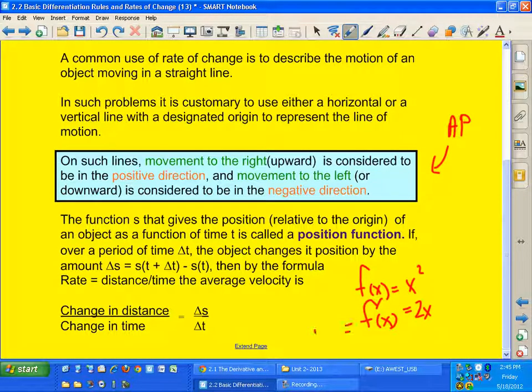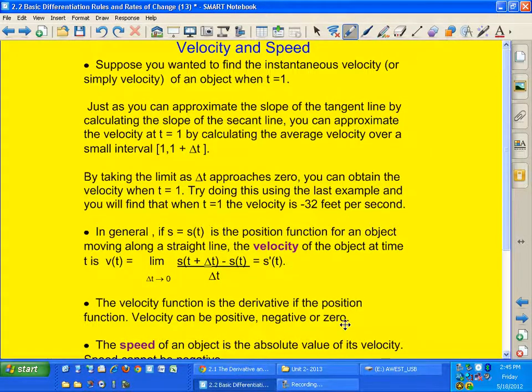So we have a ton of names for these things, and velocity, if you know anything about velocity, it's a change in distance over time. And so that's what we're talking about here. And then finally, velocity versus speed. Well, velocity, again, like I was just talking about, there are two different types of velocity that we're going to deal with. There's instantaneous velocity, or simple velocity.